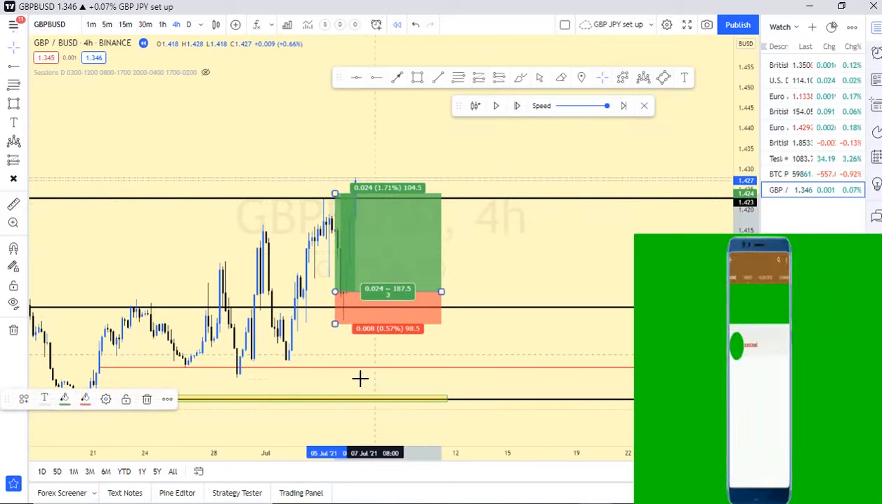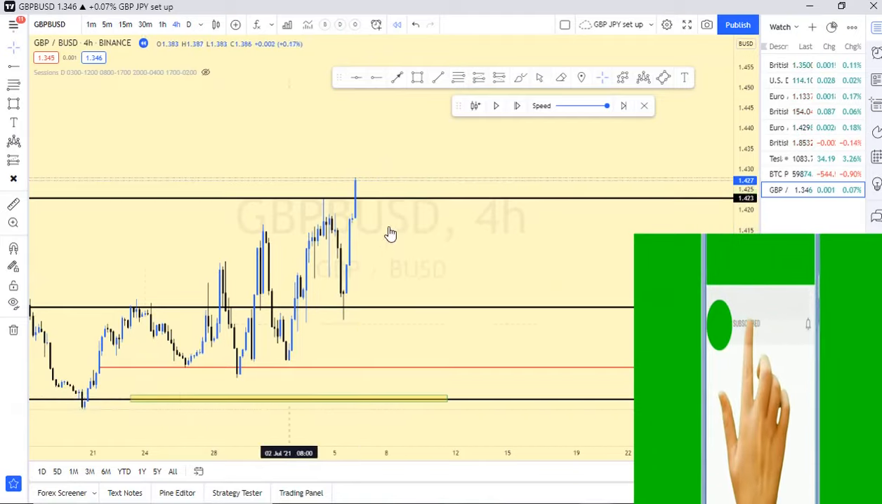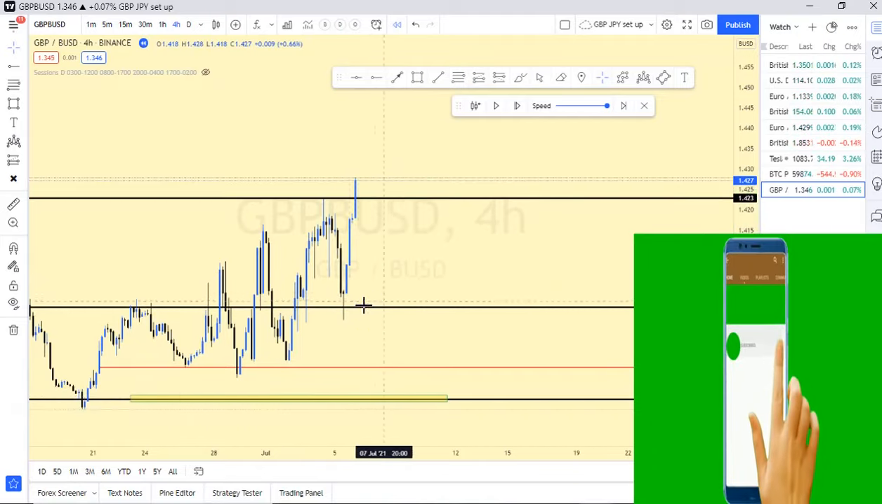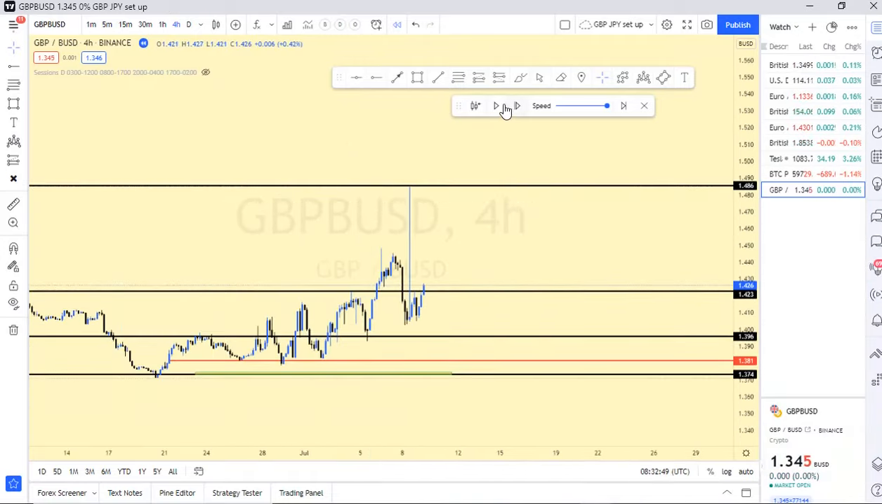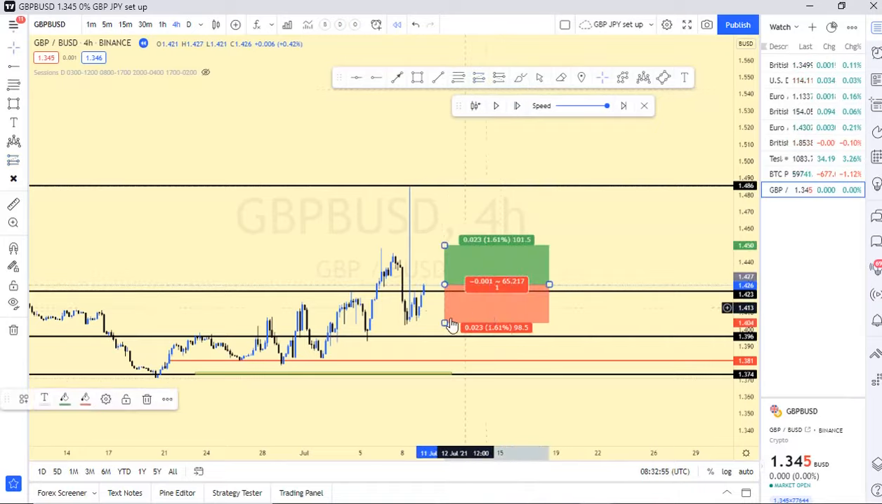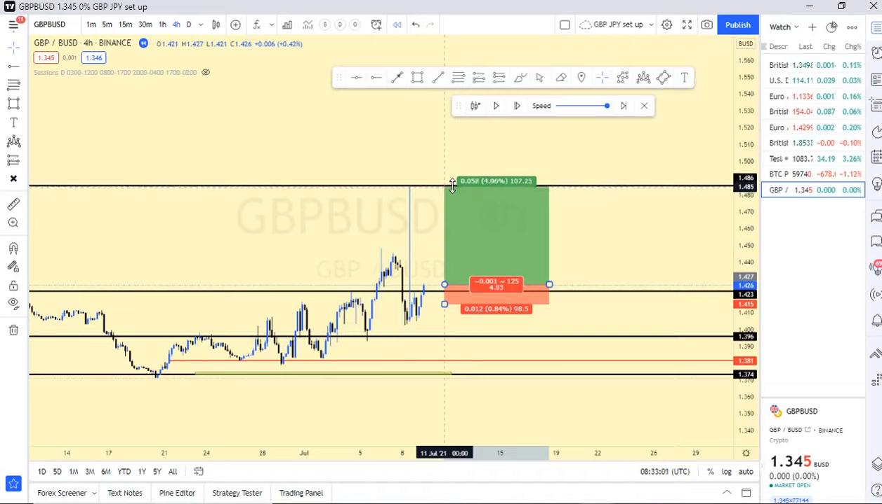So that's you taking advantage of support and resistance levels, trying to take your buy entries from support levels and your sell entries from resistance levels. So let's see how price moves. I'll place a buy trade here, have my stop loss here, and have my take profit as high as this.